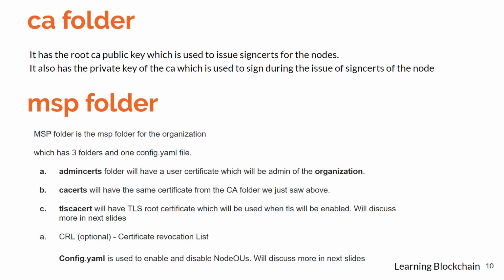So they need some kind of information, that is the public key. And this CA, this certification authority, is actually used to issue the certificate for other nodes, for other peers, other orderers. Okay, so in the CA folders, the certification authority's public key is present. And it also has the private key of the CA, which is used to sign during the issue of the signed certs of the node.